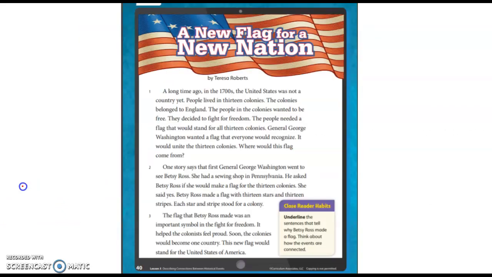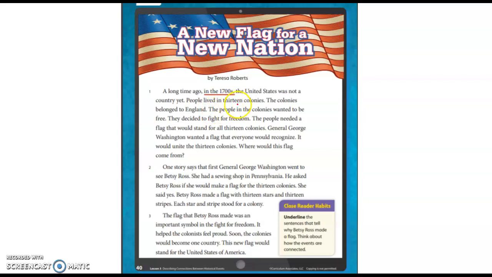So let's read A New Flag for a New Nation. We're going to be reading about how we got the American flag. And we're going to talk about the connections in this text. A long time ago, in the 1700s, the United States was not a country yet. Do you see any sequence words in that first sentence? You probably identified a date in the 1700s.